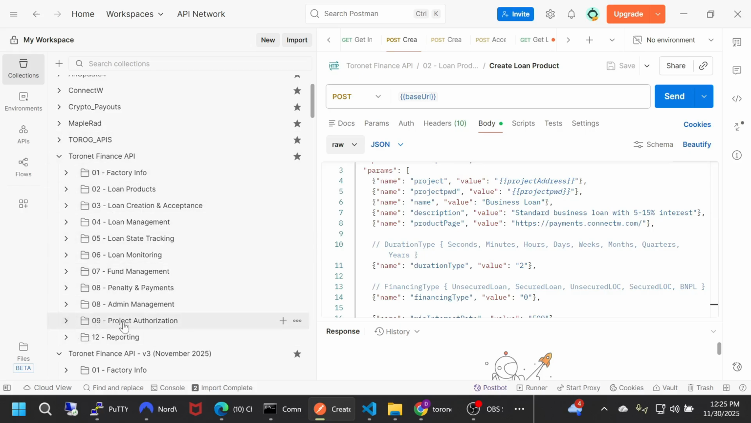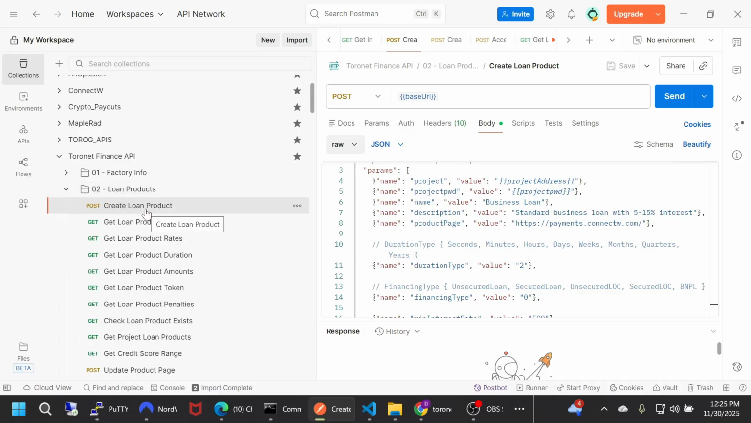There's, of course, the project management, which is projects that wish to issue loans will be authorized. And then the next step is to create a loan product. Loan product just creates a template of the kind of loans that the project wishes the lender and borrower to be able to engage in contract in. The product could be described in any way. It could be like business loan, flash loans, mortgage loan, and they could have duration type, like I explained.